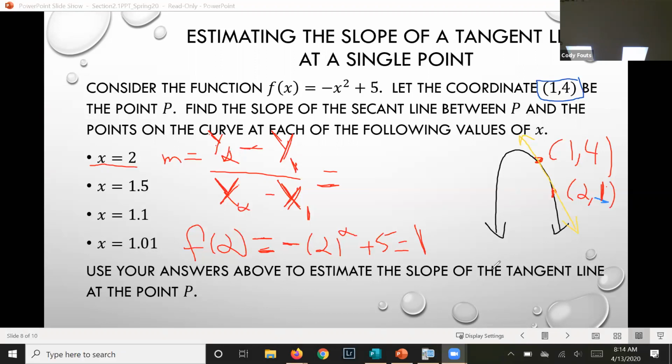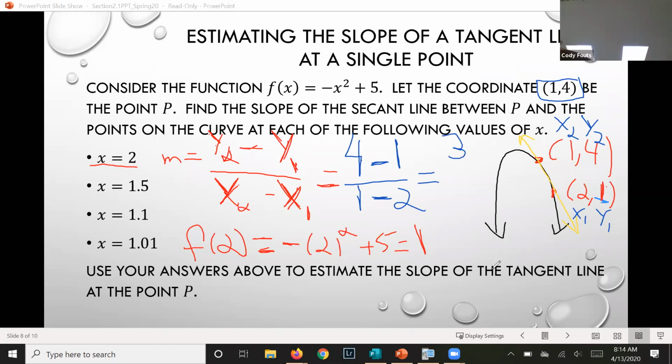So remember, it doesn't matter what our y2 and our y1 are as long as we're consistent. So I'm going to call this one here y2, so this is x2, so this will be y1 and x1. So our calculation here will look like 4 minus 1 over 1 minus 2. And so we'll get 3 over negative 1, so we get negative 3 here. So it looks like our slope of our secant line there would be negative 3.